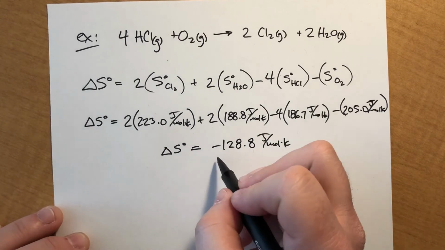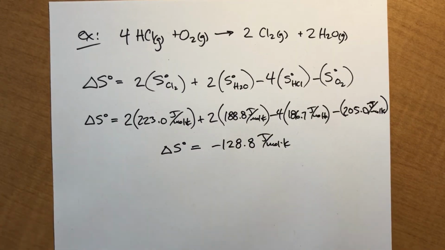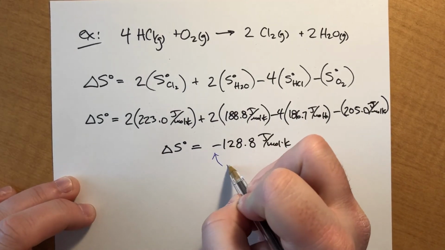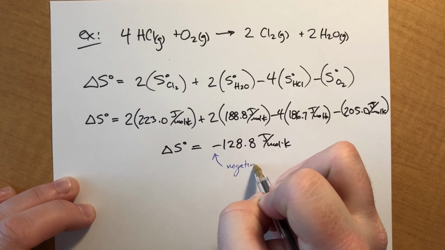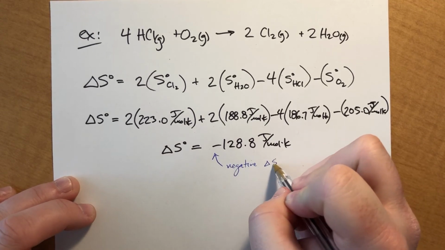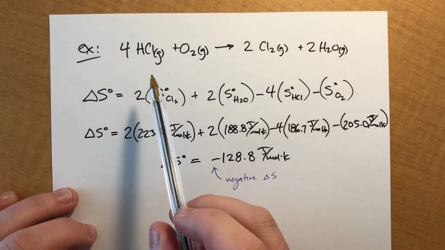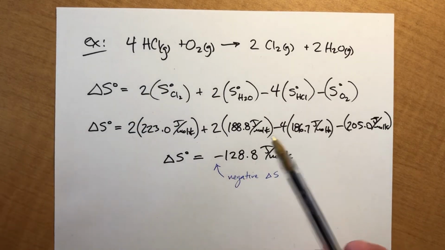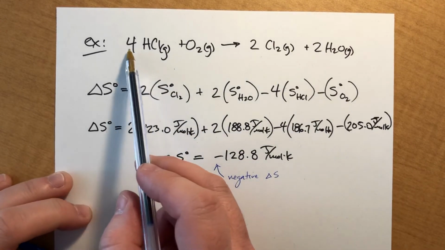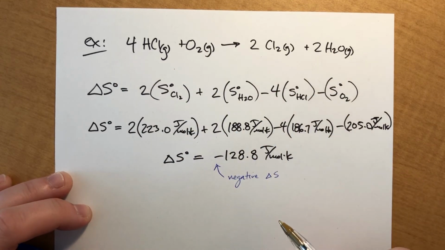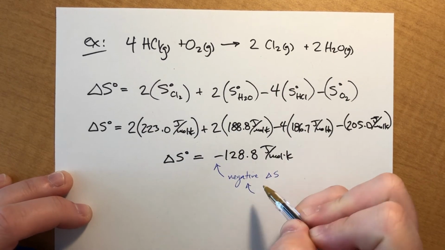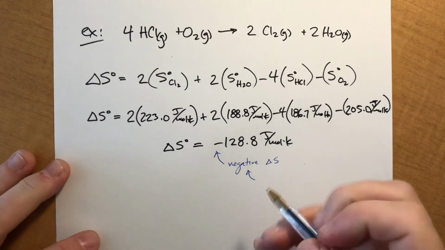Okay, so this is a negative delta S value, which agrees with what we said at the beginning. We said that in general, the entropy increases if you increase the number of moles of gas. Well, this one's going from 5 to 4, so it agrees with the idea that the number of moles of gas is decreasing.